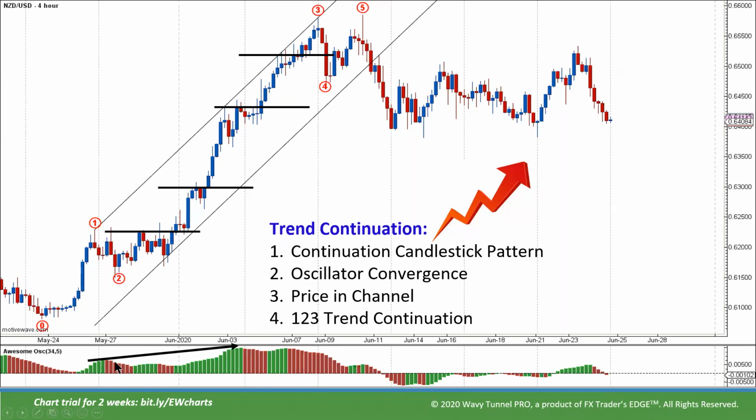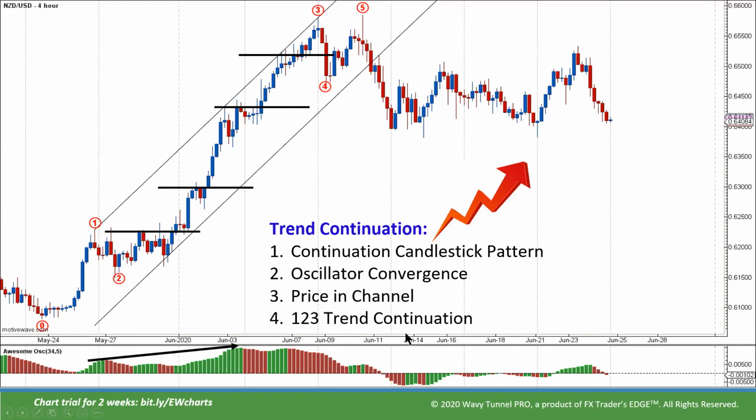Oscillator convergence means that the awesome oscillator, or any other oscillator, trades with price. Price makes a new high, and the awesome oscillator makes a new high as well. That's called oscillator convergence. Now, divergence is when the price makes a new high and the oscillator makes a lower high. That's what divergence is. Price is within the channel: all you need to do is draw channel lines around the price action to see that.